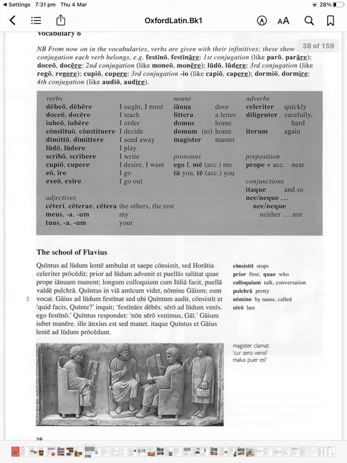Quintus, ad ludum lente ambulat. Quintus is walking slowly to school and often he stops, but Horatia proceeds quickly. She arrives first, ad ludum, motion towards, ad plus the accusative. She arrives first at school and she greets the girls who are manent, plural, because it's got the nt, who are waiting next to the door.